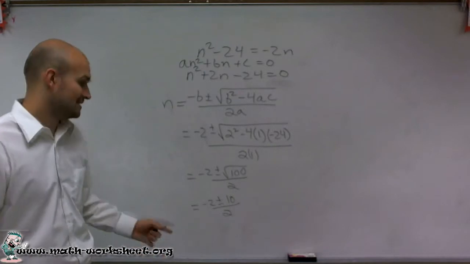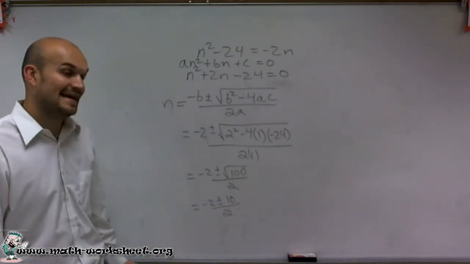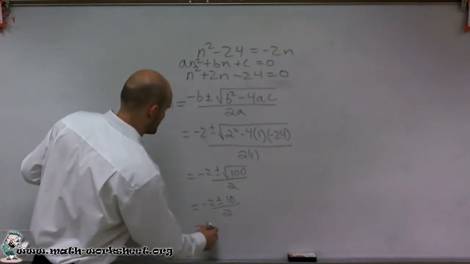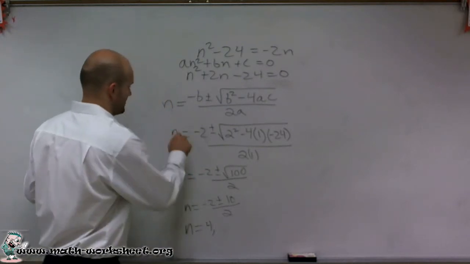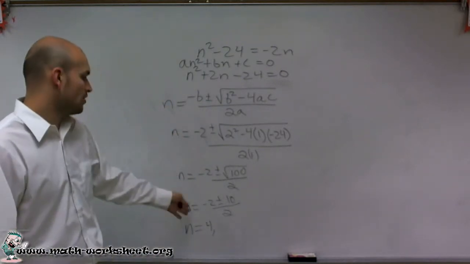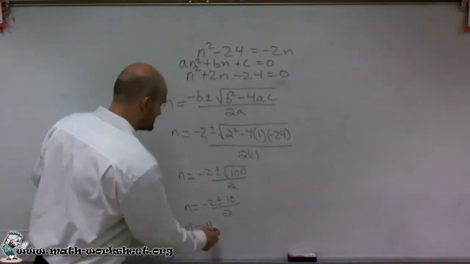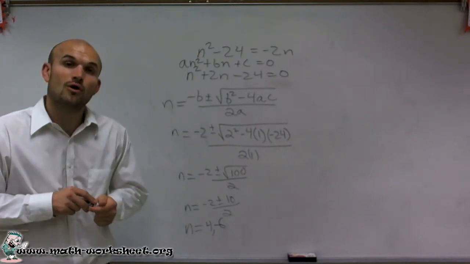Now, to evaluate this, I can just do negative 2 plus 10, which is going to give me 8. 8 divided by 2, which is 4. So I could say these all could equal n. So n equals 4, or negative 2 minus 10, which is a negative 12. Negative 12 divided by 2 is a negative 6. So therefore, I could say n equals 4 or negative 6.